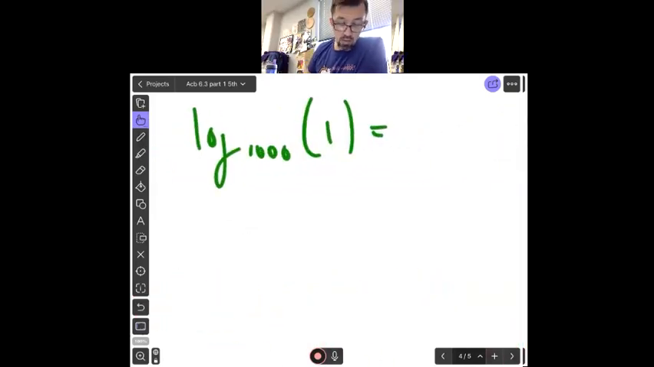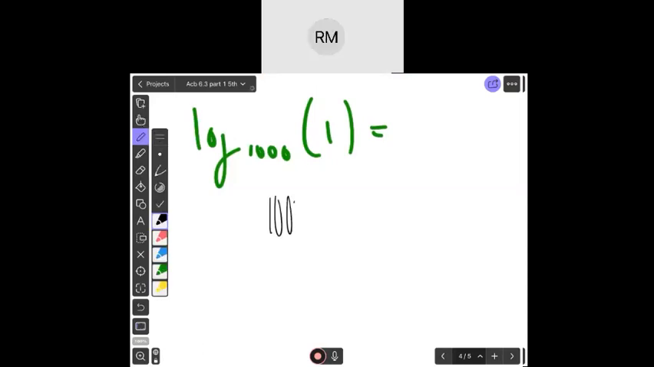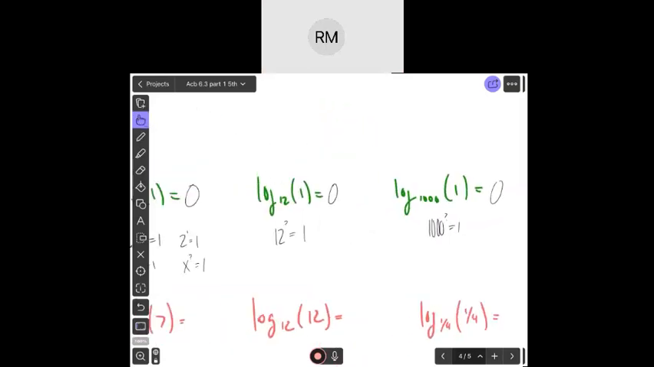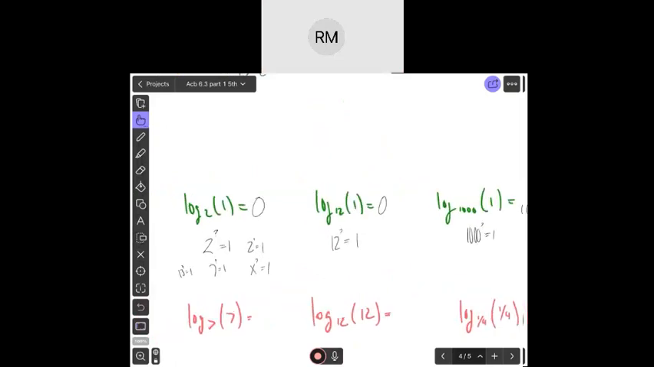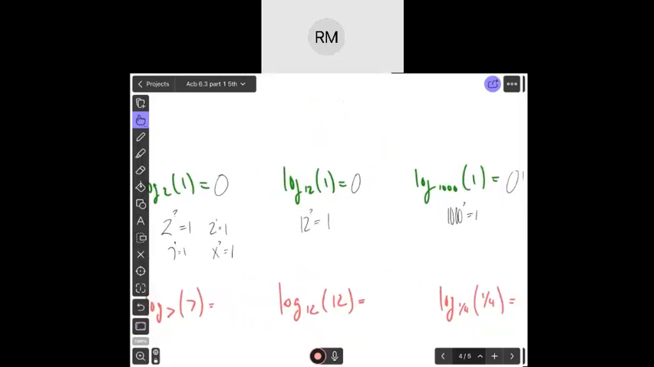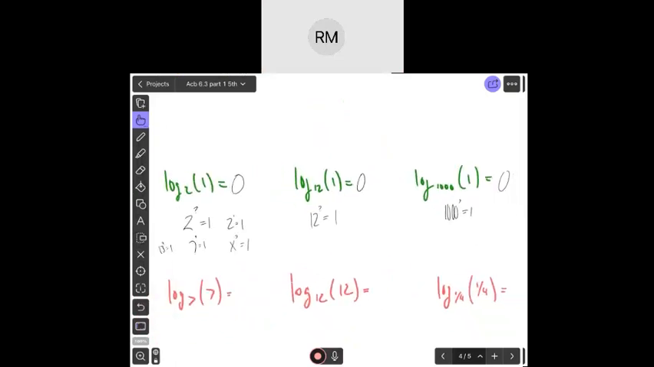Ruth, log base 1000 of 1. What's that mean? 1,000 to what power equals 1? 0. You guys see a pattern? There's something we can take advantage of here to do faster. What's the pattern?